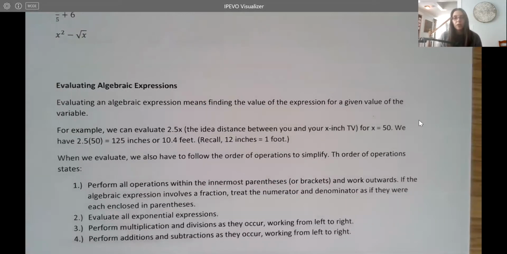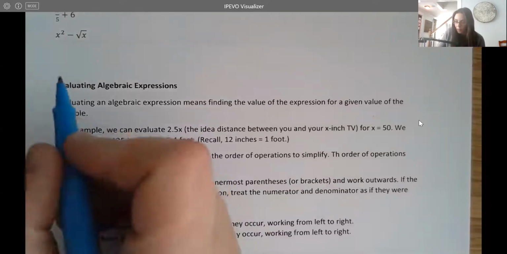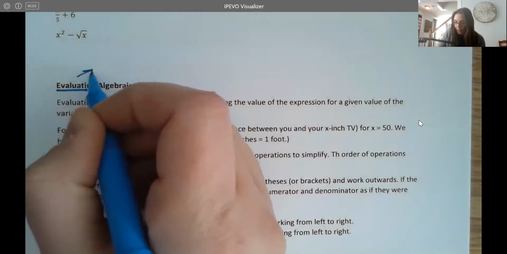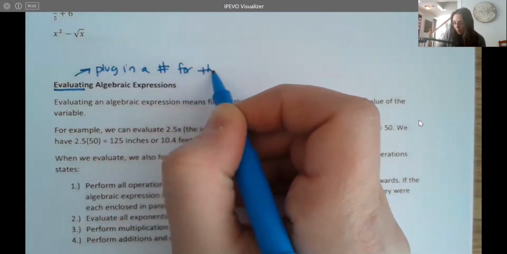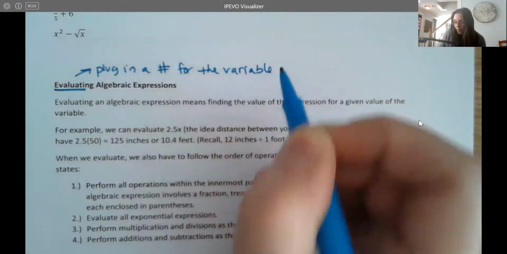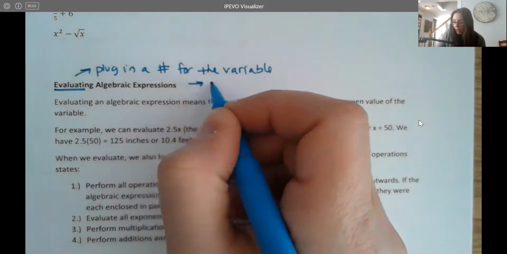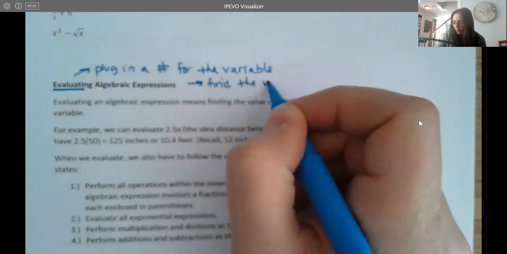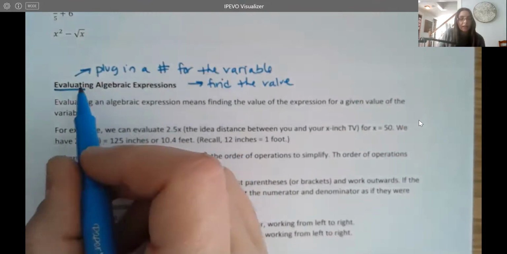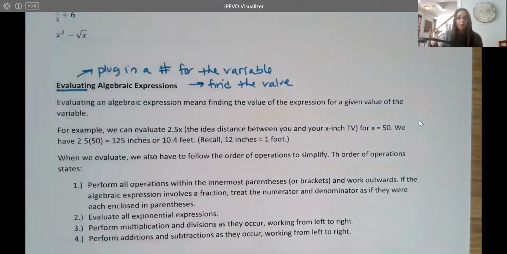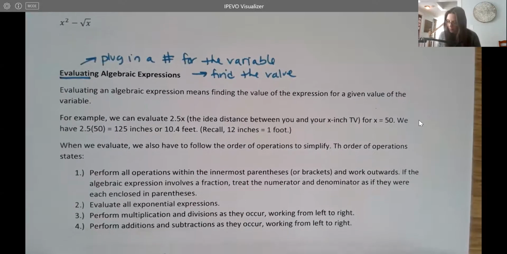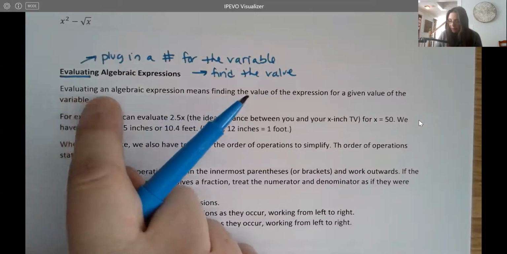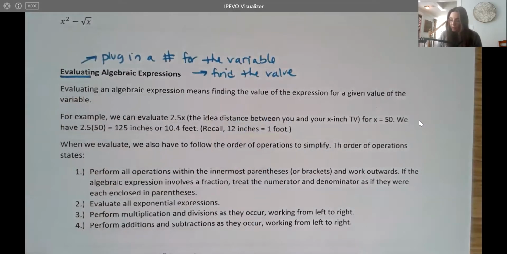Now, one thing we can do with expressions is to evaluate them. So when you see the word evaluate, basically you're going to plug in a number for the variable. And you're going to simplify so that you can find the value. And you see the word value right there in evaluate. So we're basically plugging in a number and seeing if we can simplify this and find the value for the expression. So formally, evaluating an algebraic expression means finding the value of an expression for a given value of the variable.